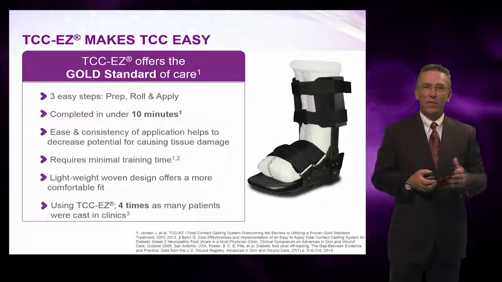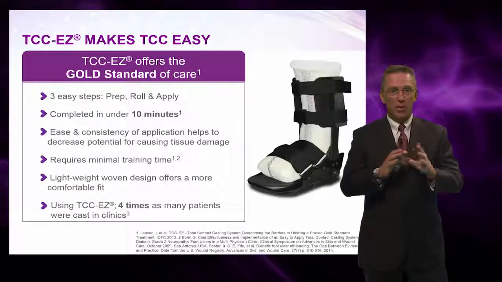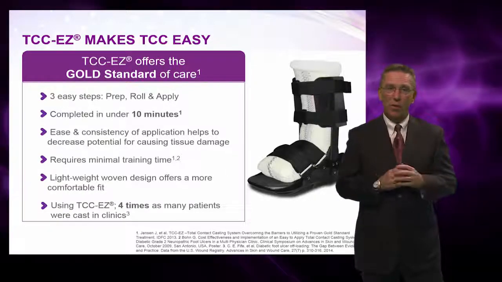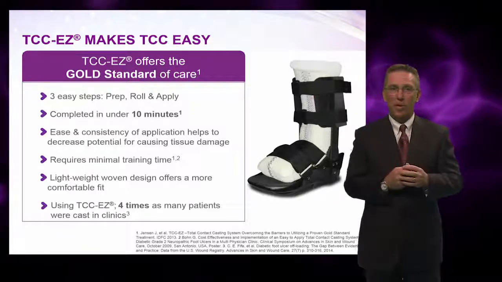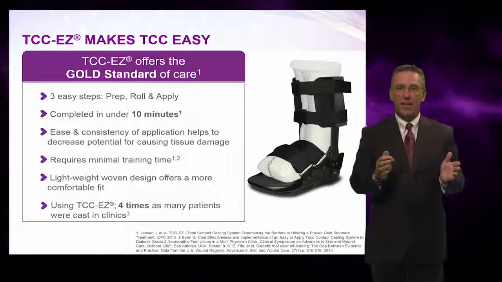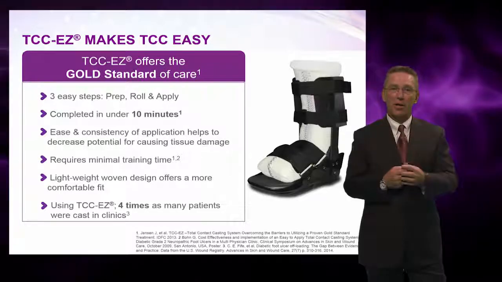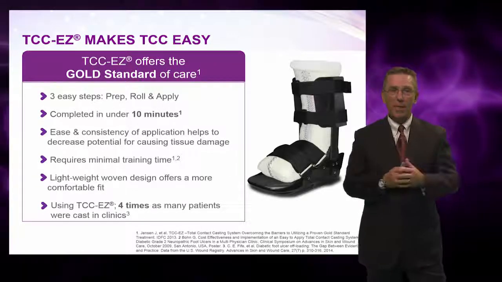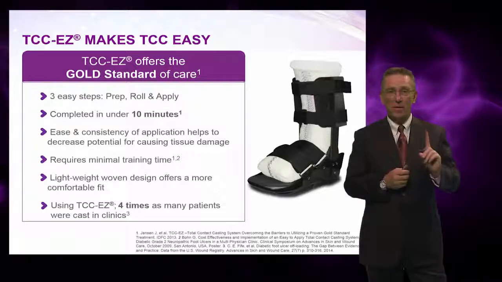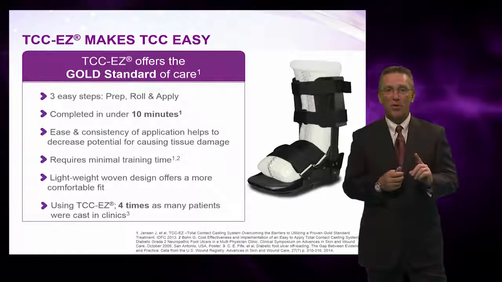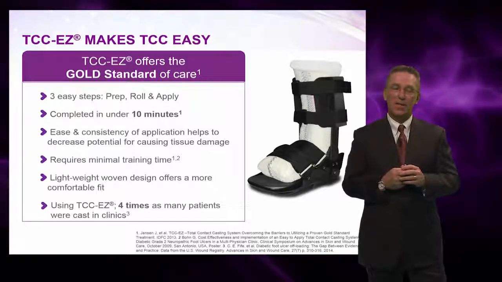The TCC offers gold standard of care that can be accomplished in 3 easy steps. You can prep the patient with the primary dressing and then the padding over the bony prominences. You roll the TCC EZ cast and then apply the outer black boot. All of this takes approximately 10 minutes. Within 15 minutes after that, the cast is dry and the patient can ambulate out of the clinic. It requires minimal training time. It's lightweight and the patients appreciate that. Ultimately, you see if TCC EZ is used in clinics around the country, 4 times as many patients are casted than if that clinic just uses traditional TCCs.